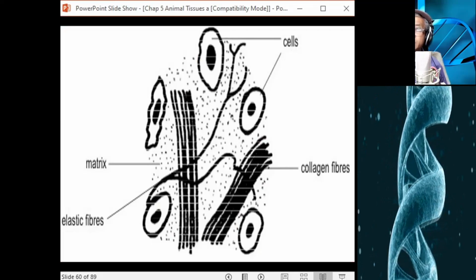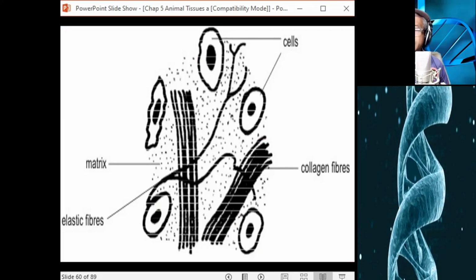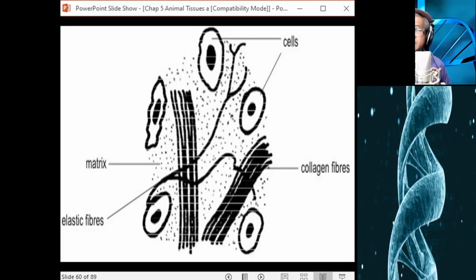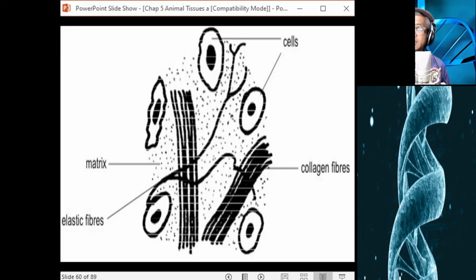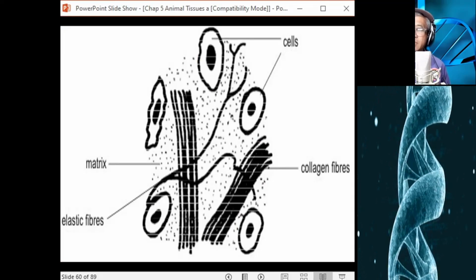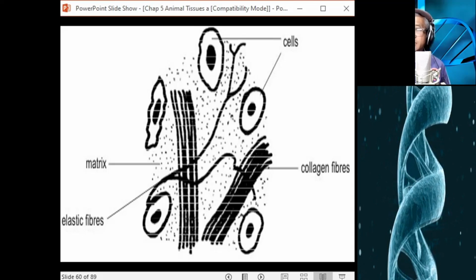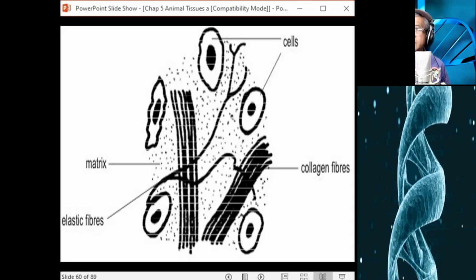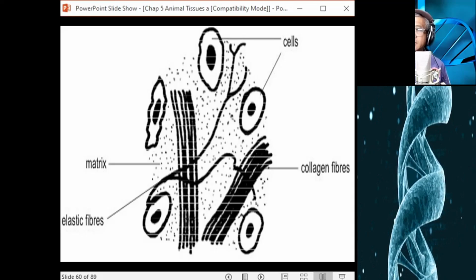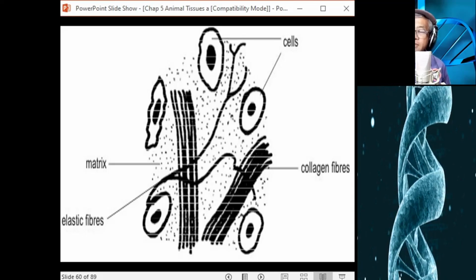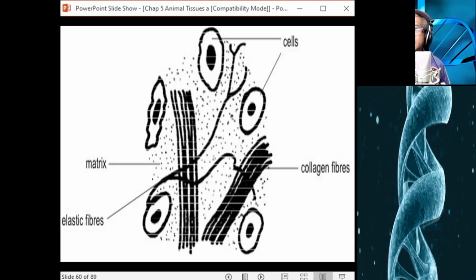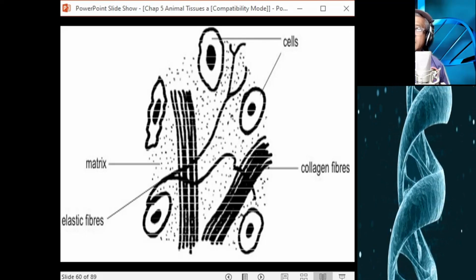So those are the three types of fibers that are found in the extracellular matrix of connective tissues. We have the collagen fibers, they are the strongest and the most abundant. And we have the elastic fibers, which are long and thin. And we have reticular fibers as well.